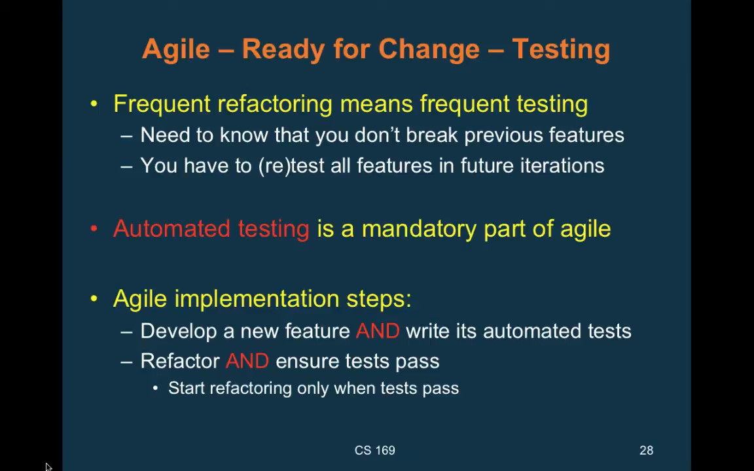In Waterfall, you could say, I'm going to do manual testing because it's once. At the end, we test everything systematically once and we're done, okay? In Agile, you have to automate because otherwise you're not going to do it. You're just going to do less and less testing, and you have more and more bugs.